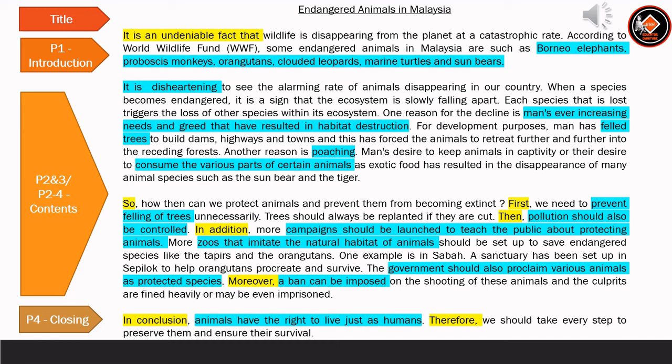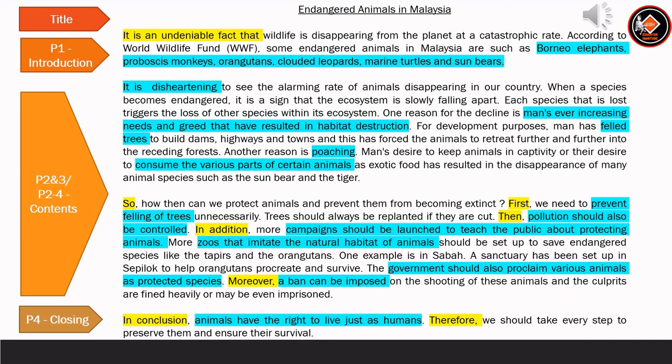One reason for the decline is man's ever-increasing needs and greed that have resulted in habitat destruction. For development purposes, man has felled trees to build dams, highways and towns, and this has forced the animals to retreat further and further into the receding forests. Another reason is poaching. Man's desire to keep animals in captivity or their desire to consume the various parts of certain animals as exotic food has resulted in the disappearance of many animal species such as the sun bear and the tiger. So, how then can we protect animals and prevent them from becoming extinct?